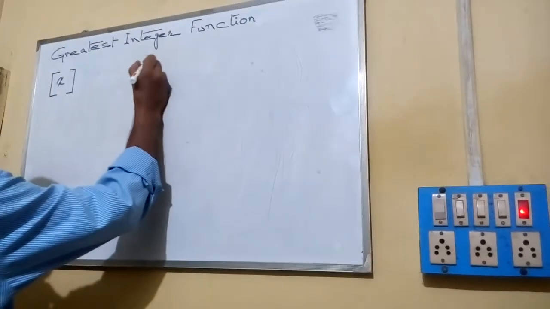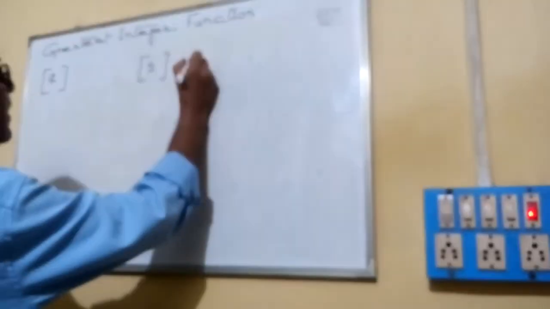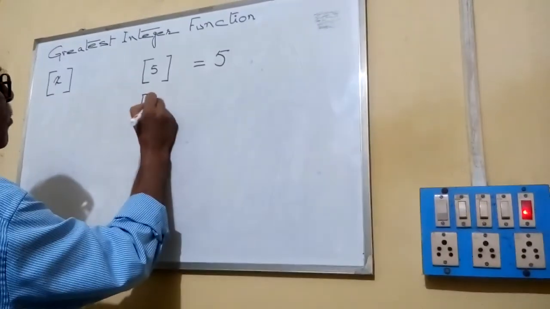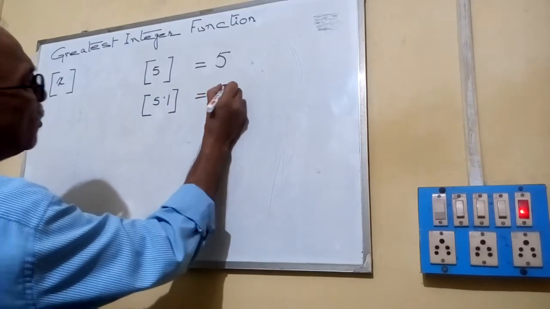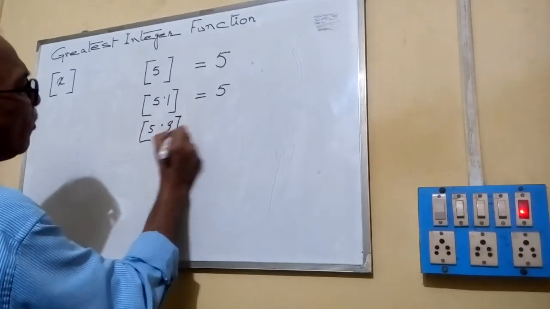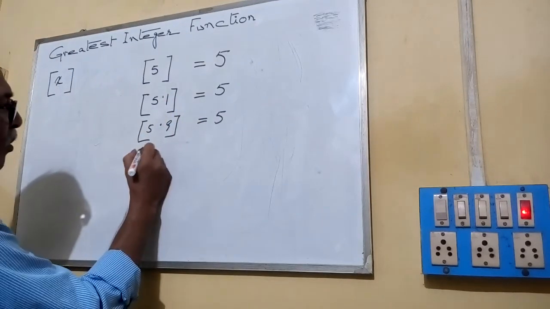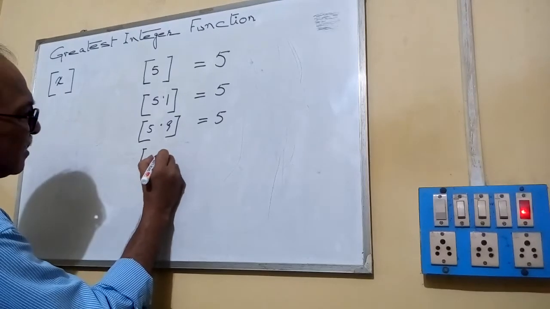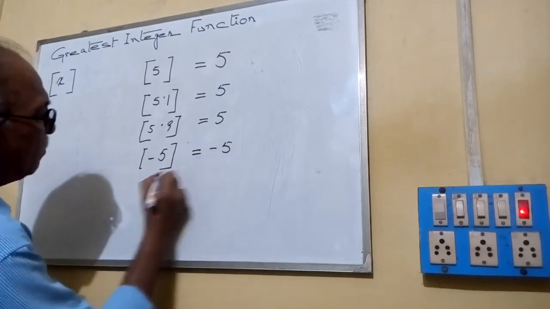So, box of 5. Here the greatest integer is 5, so it is equal to 5. Box of 5.1. Here also the greatest integer is 5, so it is 5. Box of 5.9. Then also the integral part is 5. Box of, now see, minus 5. It will be minus 5.